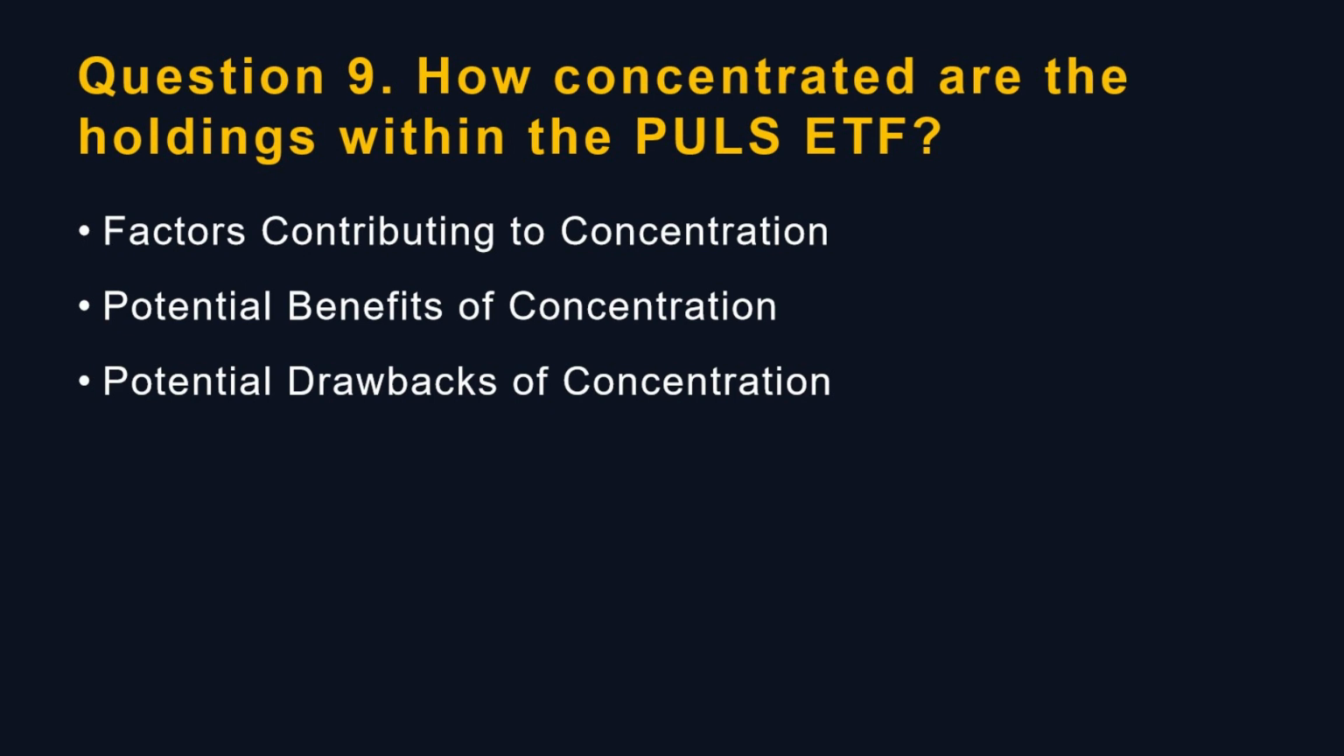Potential drawbacks of concentration. Higher concentration risk. The primary concern with concentration is the increased risk associated with a single issuer or sector experiencing financial difficulties. If a significant portion of the PULS holdings are from a single issuer or sector that defaults, it could cause a larger decline in the ETF's price compared to a more diversified fund.